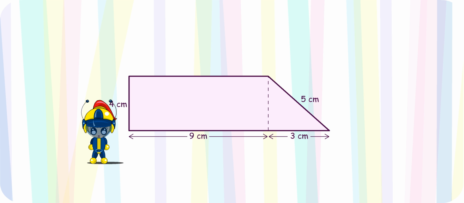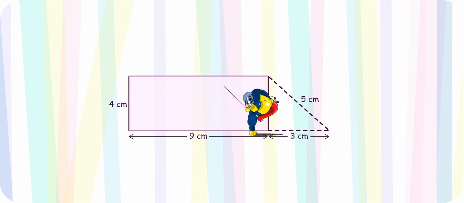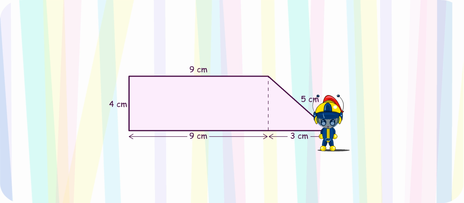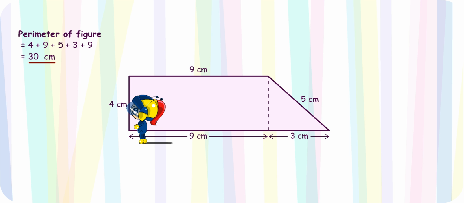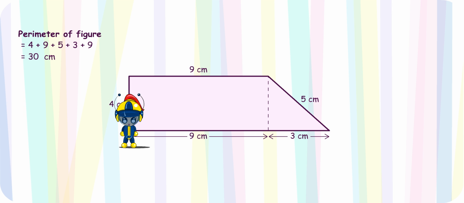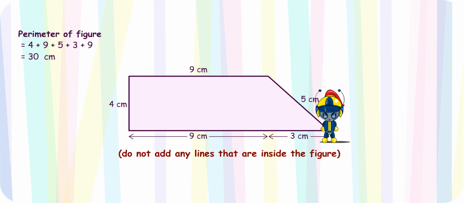Turbo Girl, are you able to find the unknown side? Yes, the figure is made up of a rectangle and a triangle. Since the unknown side is the length of the rectangle, it is equal to 9 centimeters. Now that you have all the measurements, add them up and you have the perimeter of the figure. Notice that we do not take the dotted line into consideration. It is important that when finding the perimeter of a figure, we do not add any lines that are inside the figure.